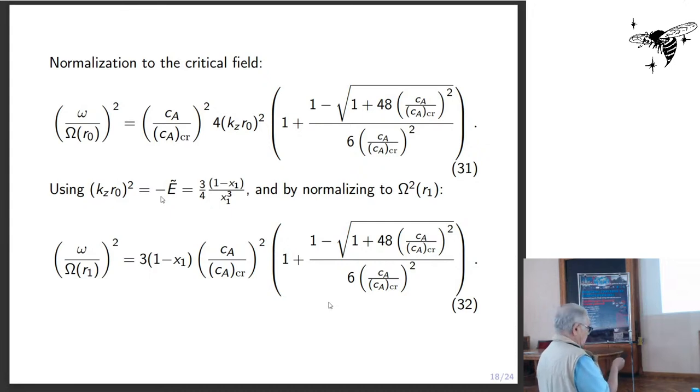Normalization. We have this equation in this form after introducing omega capital at R0. And we can normalize also on the omega at point R1. And we have this equation. If we introduce CA equal to CA critical, omega is equal to zero. Also this is omega zero at the different points of our flow.